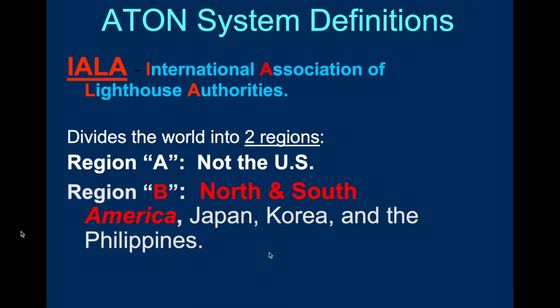So, remember IALA is the International Association of Lighthouse Authorities. Here in North America, we're in Region B. The rest of the world is in Region A. Well, North and South America, Japan, Korea, and the Philippines are B. The rest of the world is A.